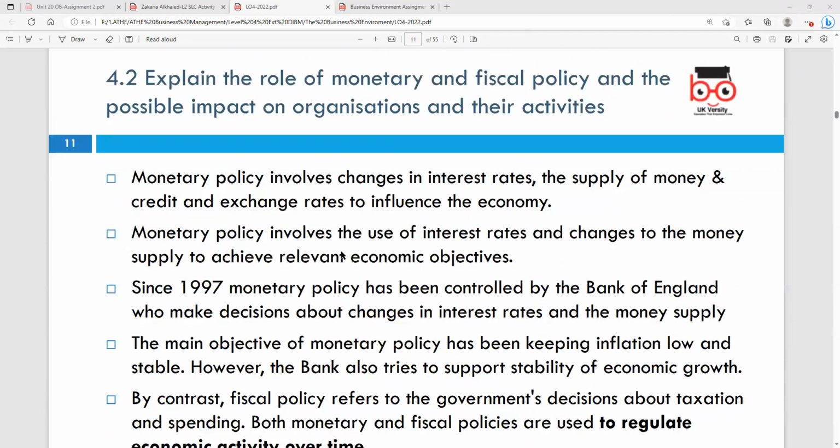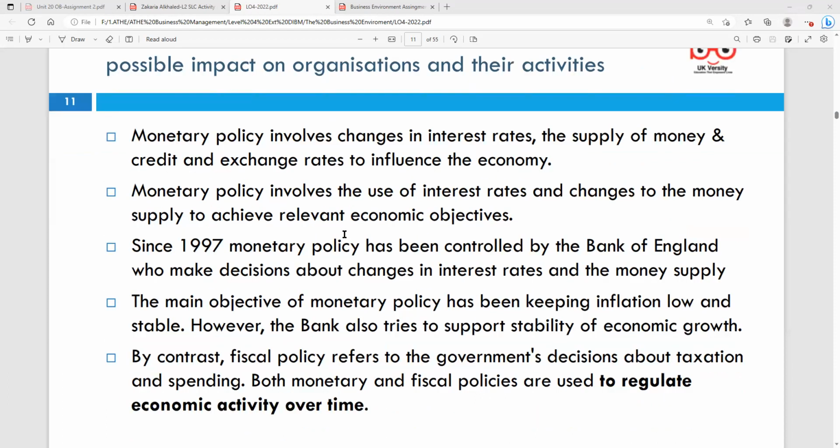Now, next we need to look at the role of the policies the government creates in order to have an impact on organizations and their activities. There are two types of policies that the government introduces into the economy: one is called monetary policy and the other is called fiscal policy. Monetary policy involves changes in money supply, interest rates, and exchange rates, and that kind of policy affects the economic objectives in that country.